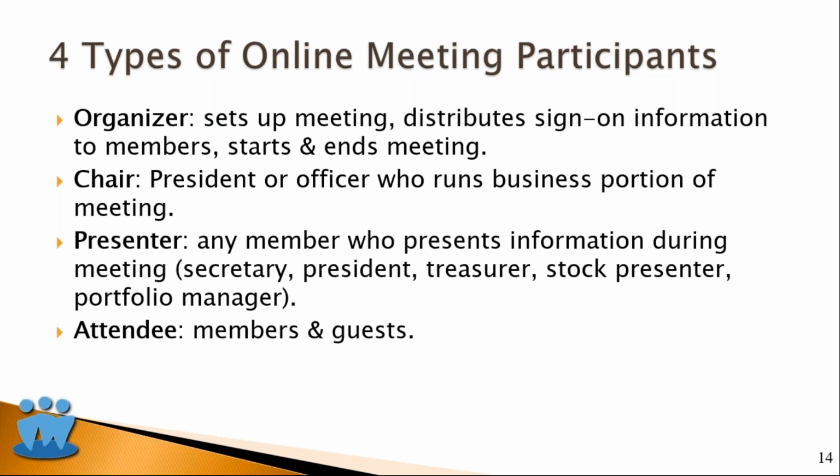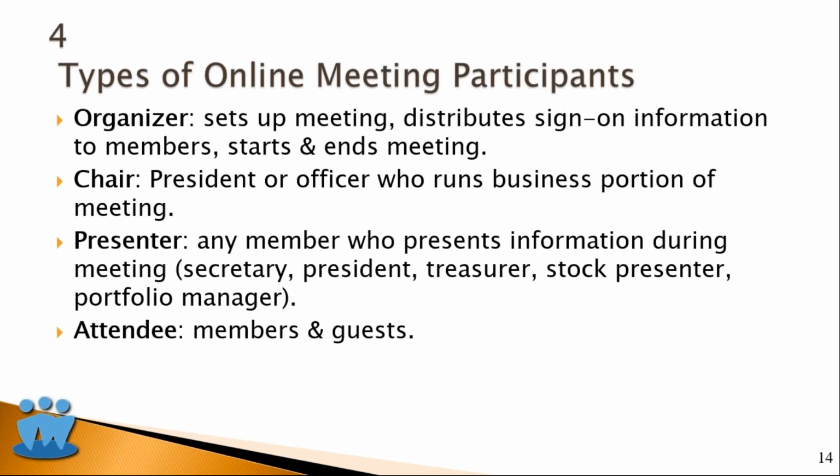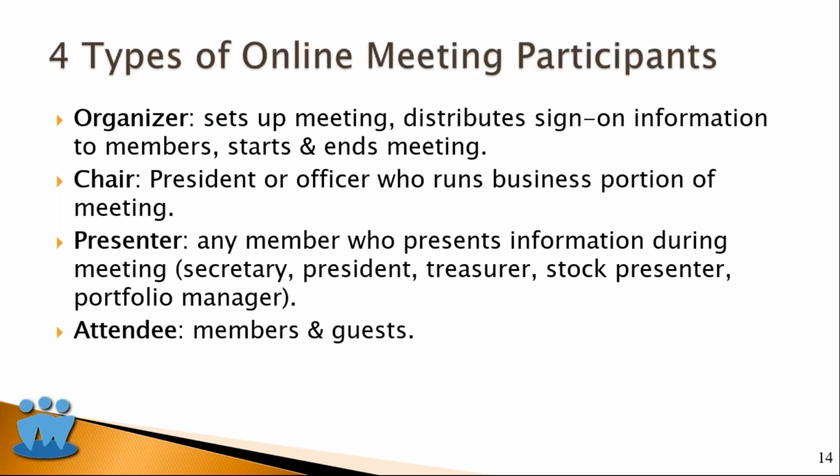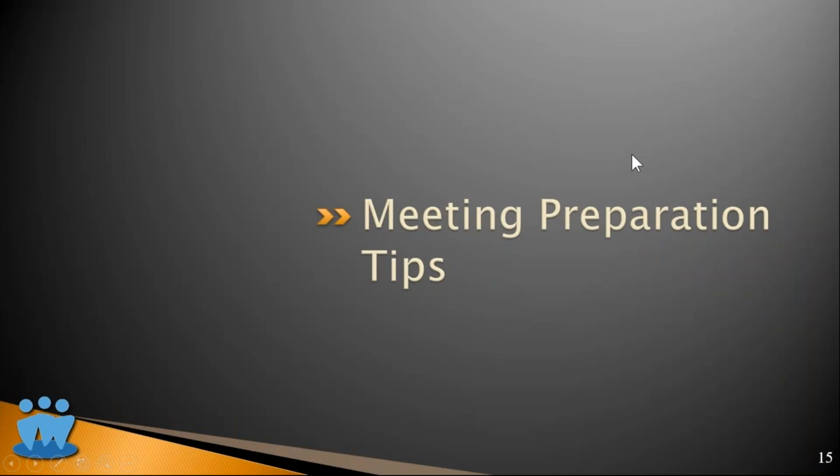And then finally, you have the attendees. These are the members or the guests, those who are participating in the meeting, and who will be voting, who may be contributing to discussions, but may not be presenting. Any presenter is an attendee, the chair is an attendee, the organizer is an attendee, but not all attendees have to have an additional role. So that's just a few definitions as we talk through the organization of the meeting and how to set it up, and where we go from here.